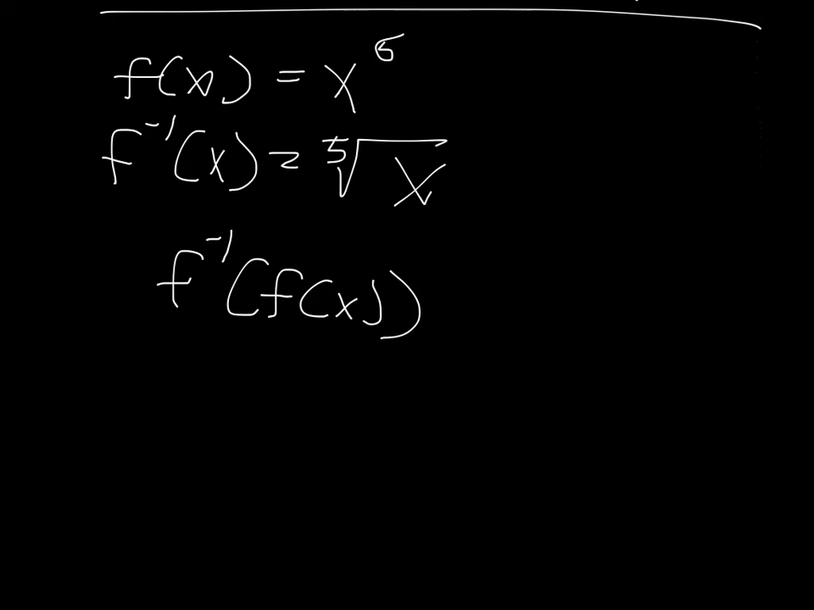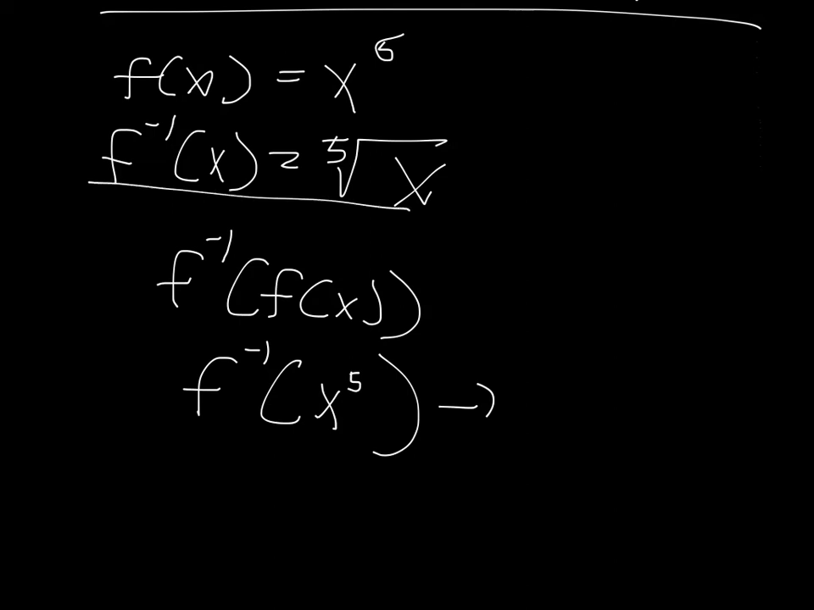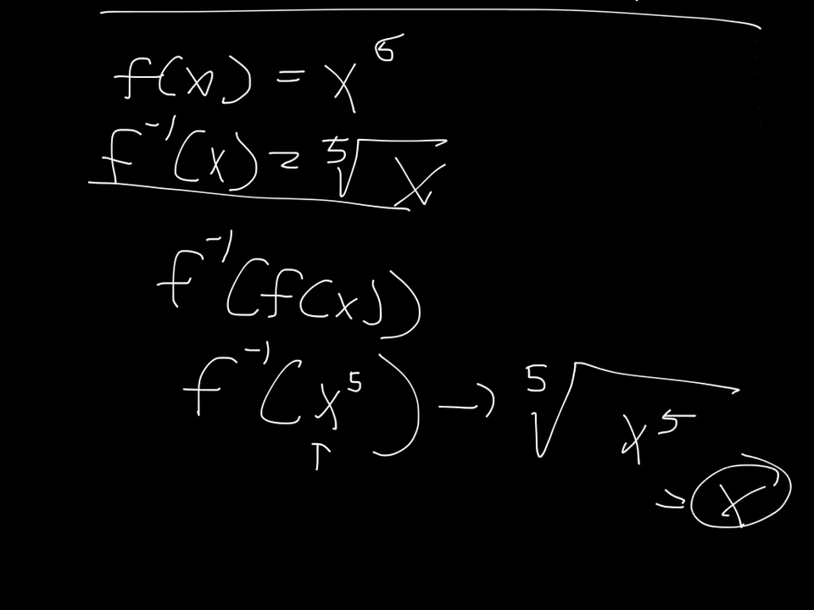So just do it like a normal composite function. f^-1 of f of x, where f of x is x to the fifth. Everywhere you see x in your inverse function, you plug in x to the fifth. It would be the fifth root of x to the fifth, which equals x. So yes, these are inverse functions of each other. If you did this and you got x squared, 3x, x plus 2, anything that's not x, then you can say these are not inverses of each other.